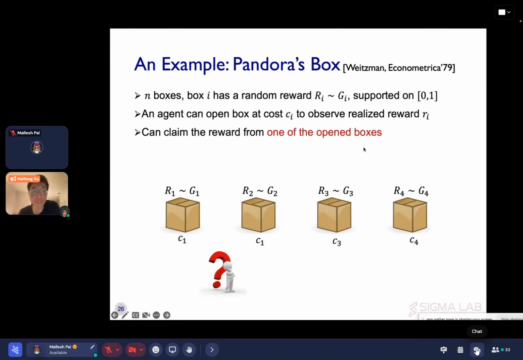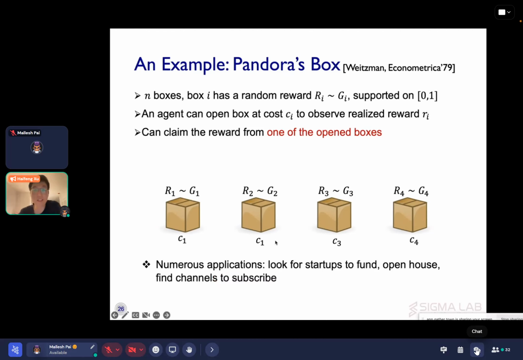And the problem for the agent is, you can claim the reward from one of the open boxes. So even if you open many boxes, you can only claim the reward from one of them. But you suffer a cost for opening any box. So there are really a lot of applications for this problem.